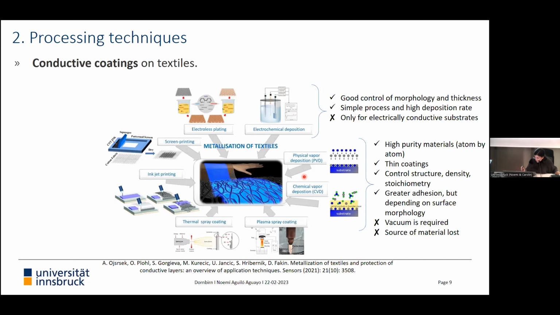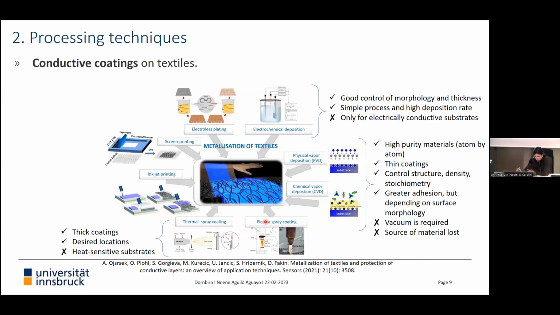So another two are the thermal spray coating and plasma spray coating. In these two techniques, what you do is to evaporate or melt your source of the material. In the case of the thermal spray coating, you have a spray gun where the source of the material is continuously provided. And then you will heat it. You will apply some current that will heat your material, and it will spray it and coat your substrate.